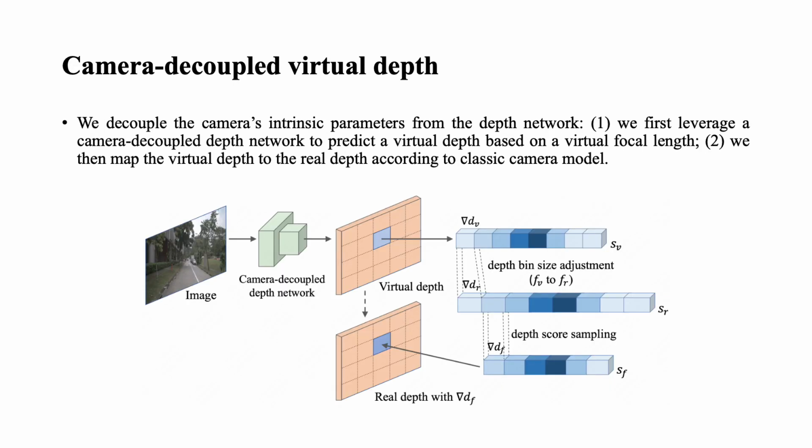In addition, we introduce a camera-decoupled virtual depth to unify the depth prediction and generate a precise BEV feature. We first leverage a camera-decoupled depth network to predict a virtual depth based on a virtual focal length. Then we map the virtual depth to the real depth according to the classic camera model. Such design enables the depth network to focus on modeling the relationship between the image feature and the virtual depth, regardless of the intrinsic parameters of the camera.